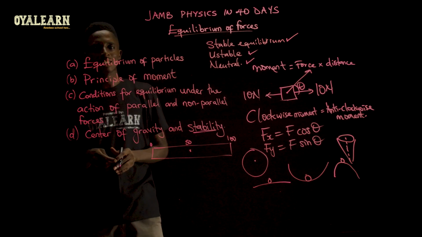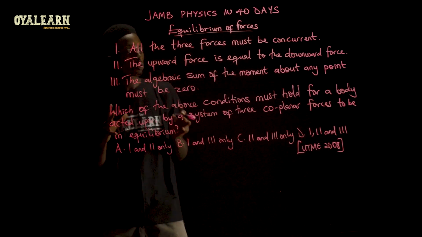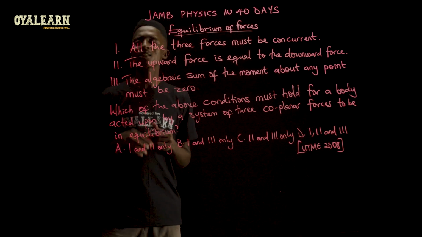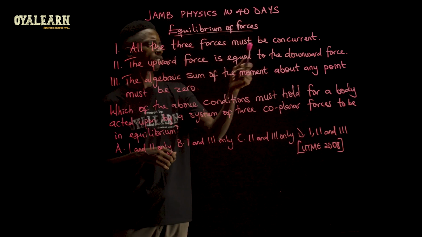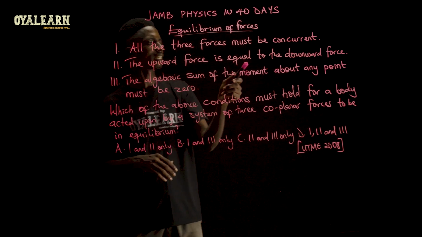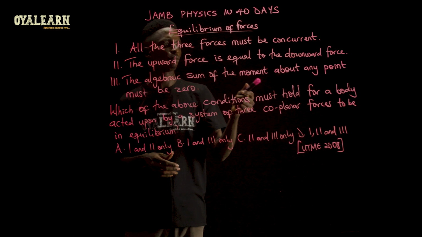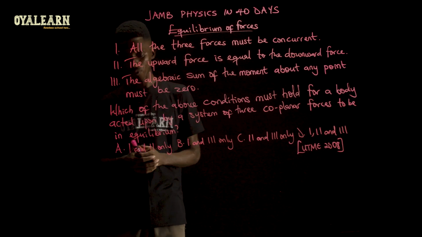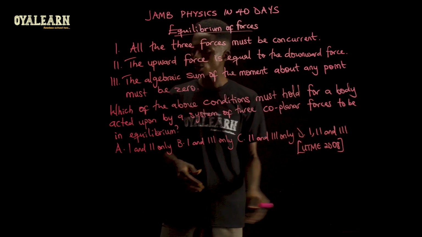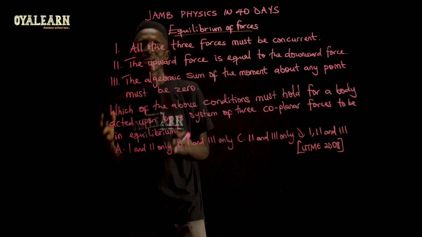So now that we've gone over this, get your materials ready. Let's solve some past questions on equilibrium of forces. This question from the UTME 2008 has three statements starting it off. The first statement says, all the three forces must be concurrent. Statement 2, the upward forces is equal to the downward force. And then 3, the algebraic sum of the moment about any point must be 0. Now the question is, which of the above conditions must hold for a body acted upon by a system of three coplanar forces to be in equilibrium?